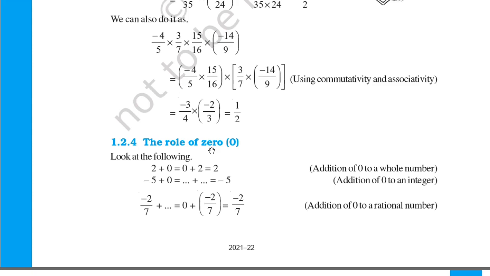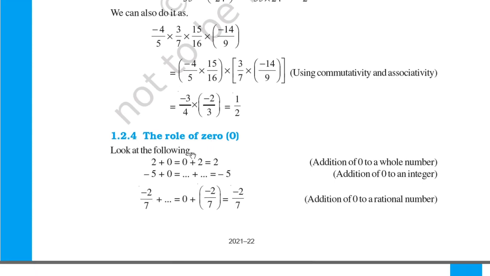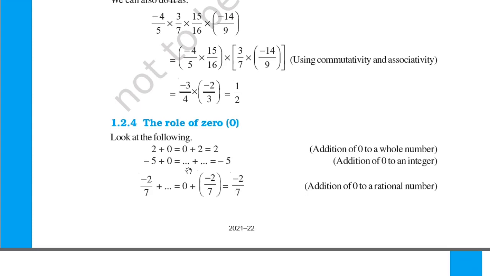1.2.4, the role of 0. Look at the following. You can see 2 plus 0 is equal to 0 plus 2 is equal to 2. Therefore, addition of 0 to a whole number. You can see here minus 5 plus 0 is equal to 0 plus minus 5 is equal to minus 5. That is addition of 0 to an integer.